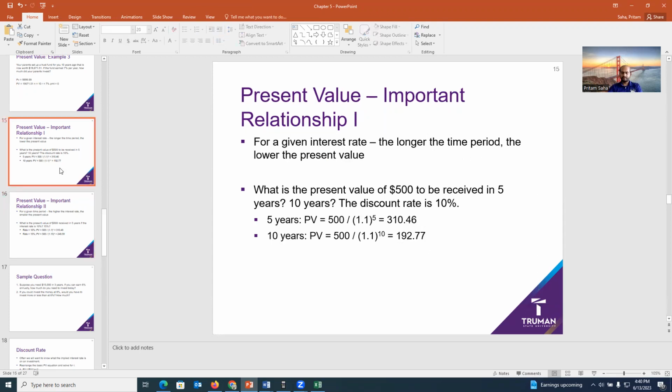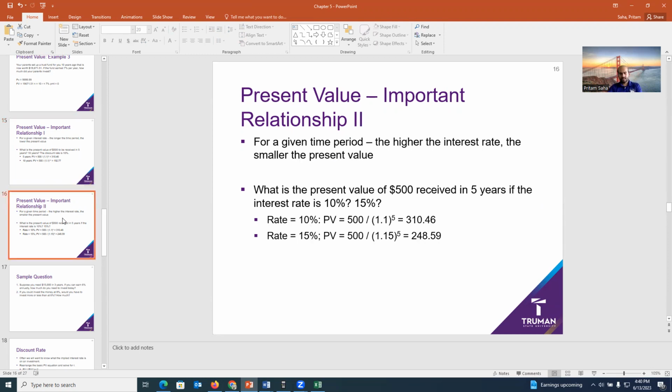So two important relationships. With similar future value and similar interest rate, if two projects give you the money in different periods, the present value should be less for the one that pays later. With similar future value and similar length of time, if one project offers a higher interest rate, the present value is less for that project. Make sense? So these are the important relationships.